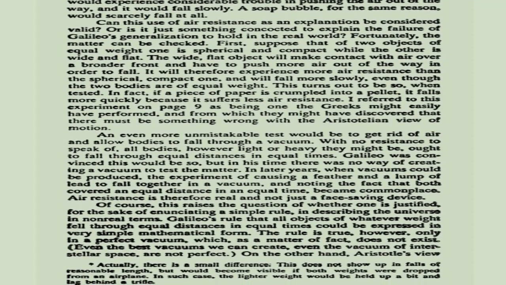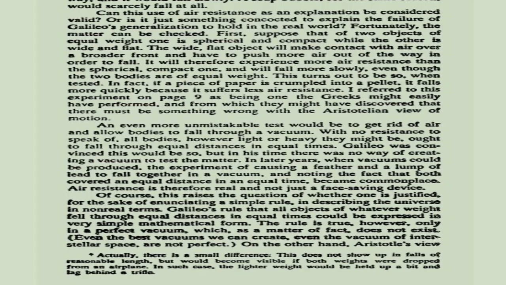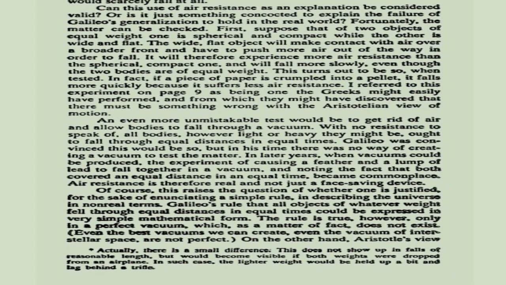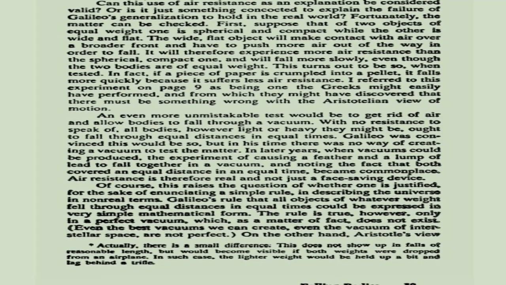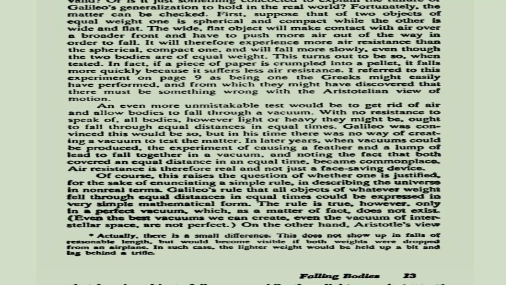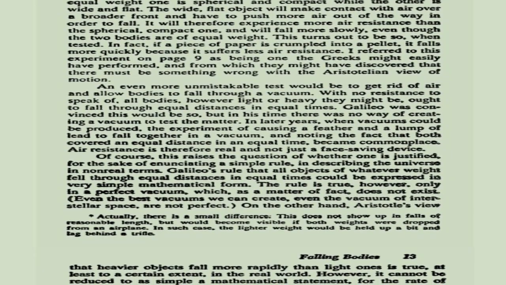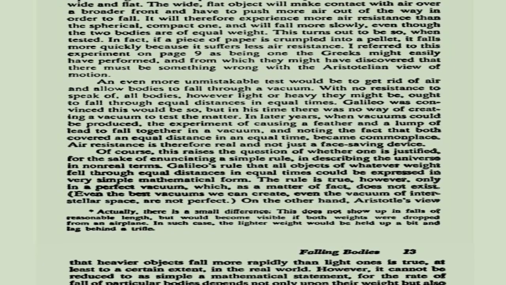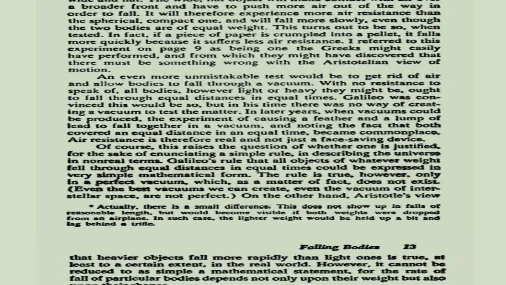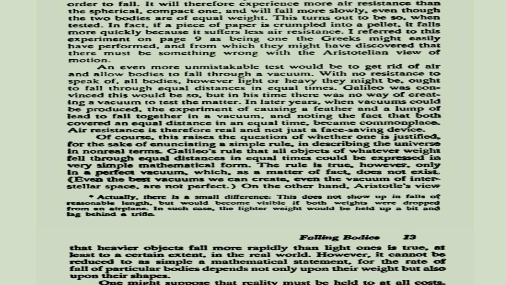Of course, this raises the question of whether one is justified, for the sake of enunciating a simple rule, in describing the universe in non-real terms. Galileo's rule that all objects of whatever weight fell through equal distances in equal times could be expressed in very simple mathematical form. The rule is true, however, only in a perfect vacuum, which, as a matter of fact, does not exist. Even the best vacuums we can create, even the vacuum of interstellar space, are not perfect. On the other hand, Aristotle's view that heavier objects fall more rapidly than light ones is true, at least to a certain extent, in the real world.